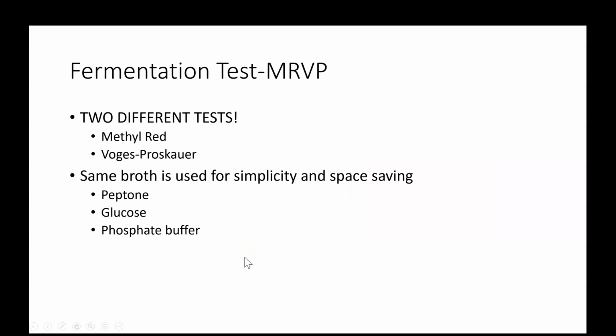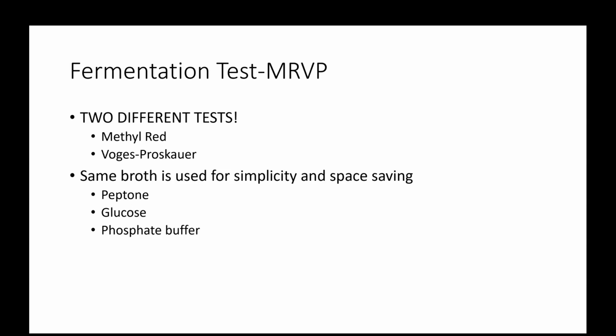All right, let's move on to our next test. The next test is called the MRVP test. It stands for methyl red Voges-Proskauer. It's really important that students get this conflict: they fuse these two tests into one in their mind, and it's really two separate tests. One test is called the methyl red test, and the other is called the Voges-Proskauer test.